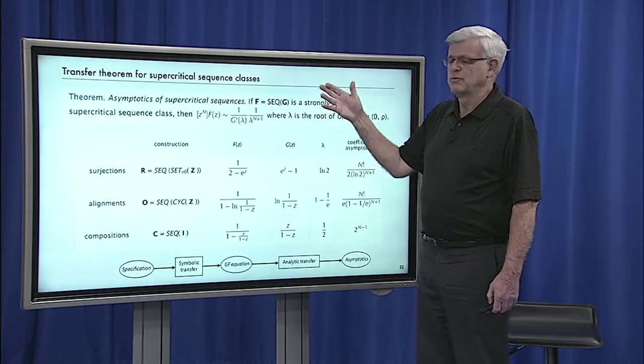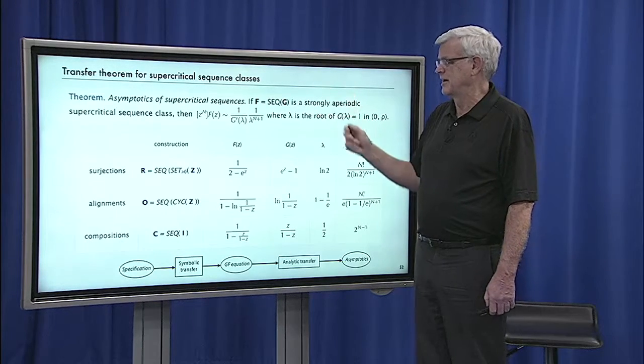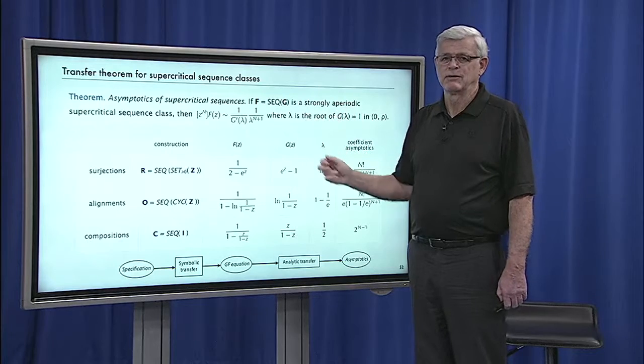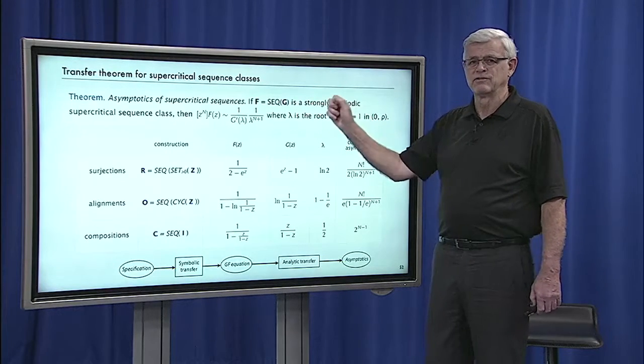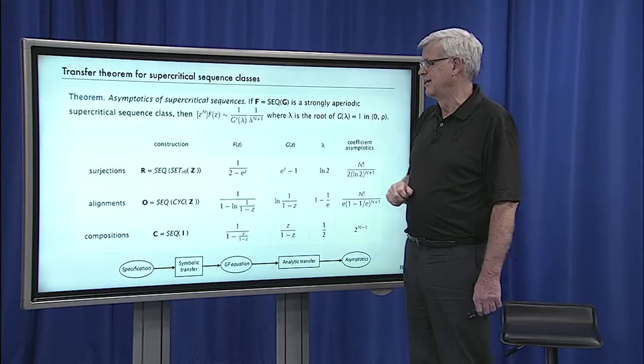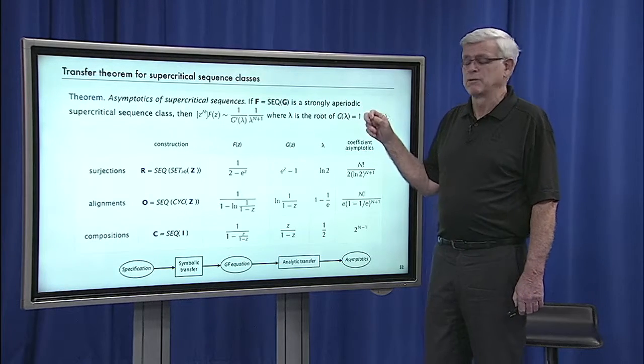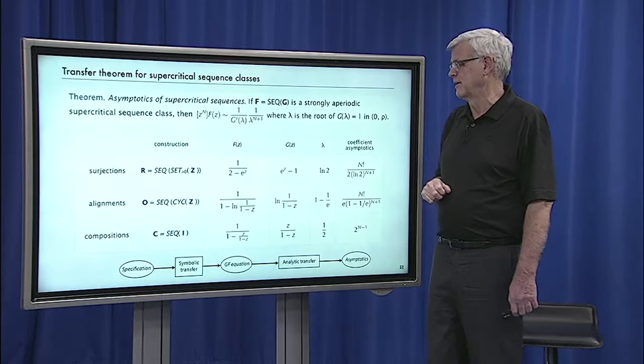An even easier way to do coefficient asymptotics for a whole class of combinatorial classes, a whole family of combinatorial classes, the ones that are built with the sequence construction. That's an example of a schema, and we're going to see other examples later on.